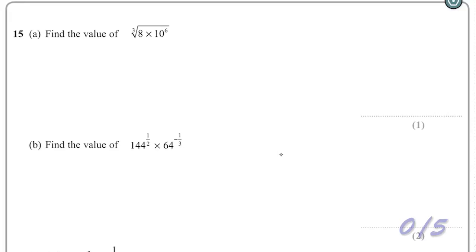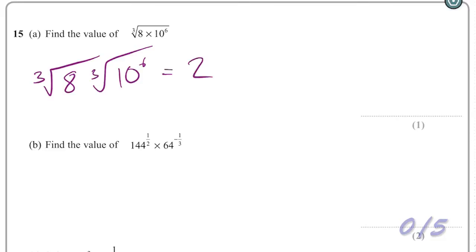Now we know if we're doing surds, we're doing square roots, we can split these up into individual ones. So this is just the same as the cube root of 8 multiplied by the cube root of 10 to the 6. Now, cube root of 8, that's just 2. 2 times 2 times 2 is 8. Cube root of 10 to the 6 is a bit trickier.